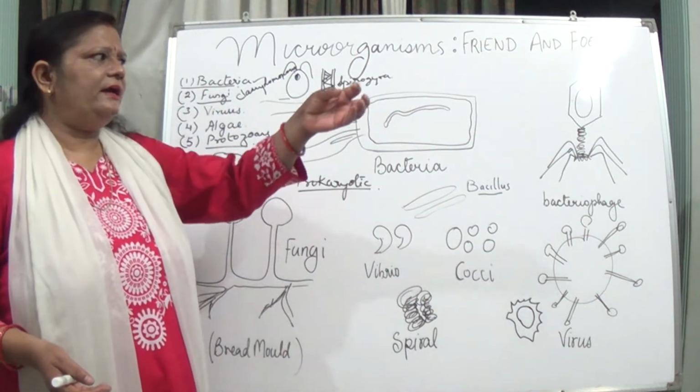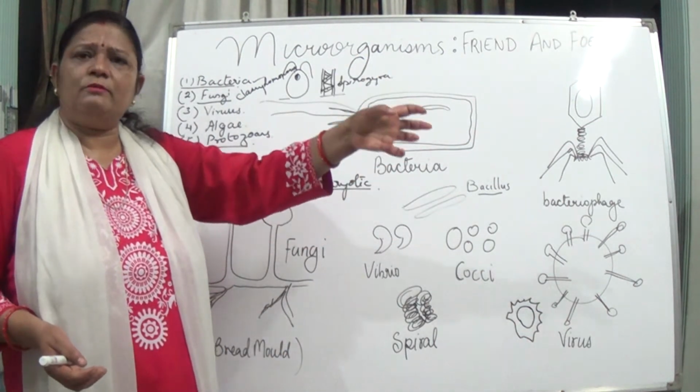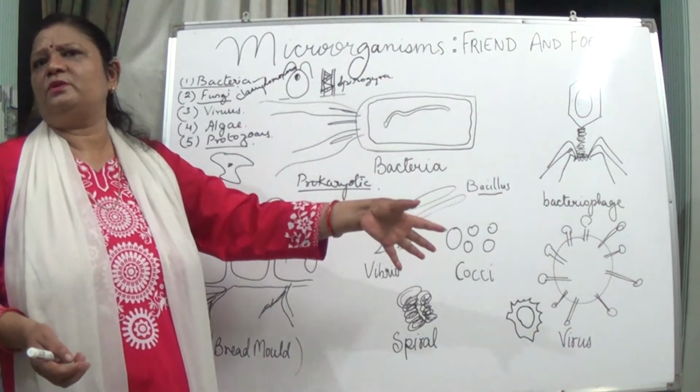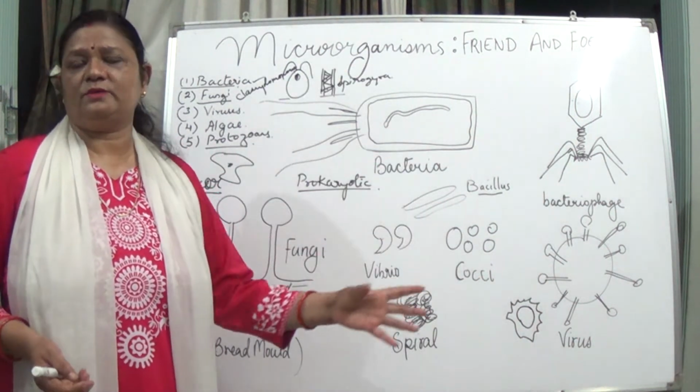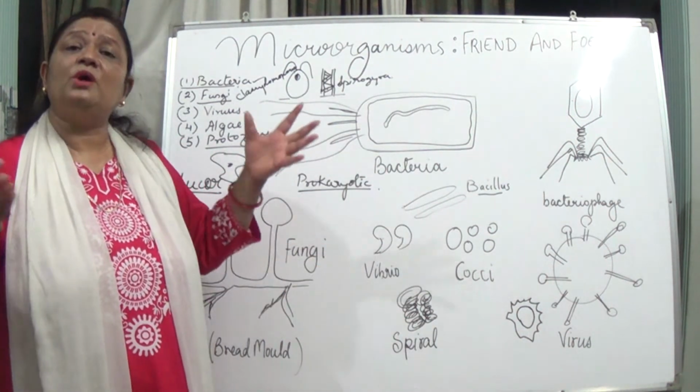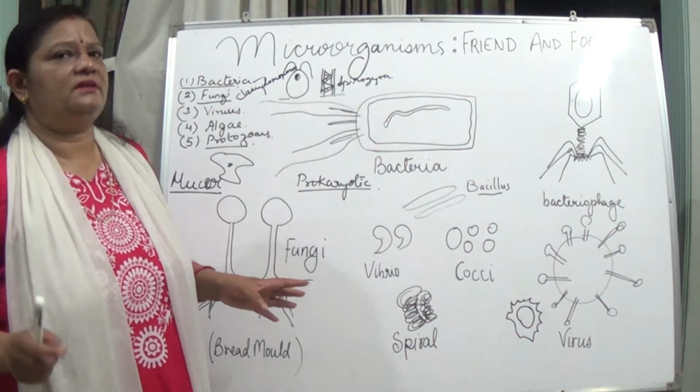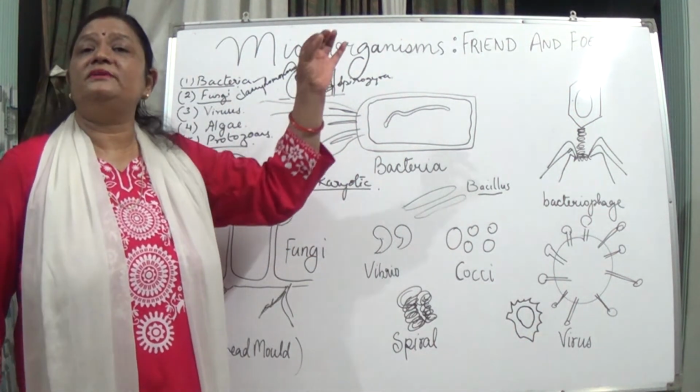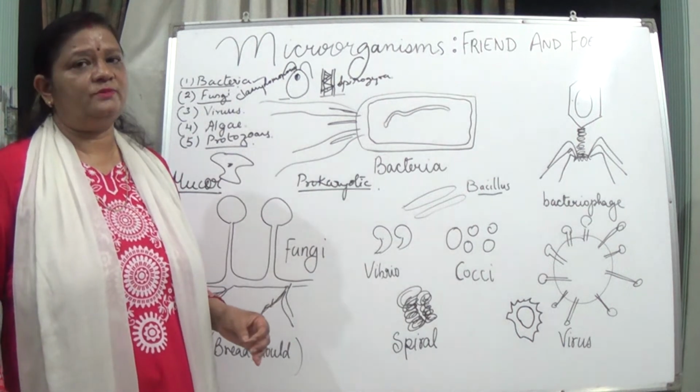Okay. It can exist in the extreme cold conditions, where snow is only present. There also bacteria is present. And when we talk about hot springs, there also bacteria is present. When we talk about deserts, there also bacteria is present.